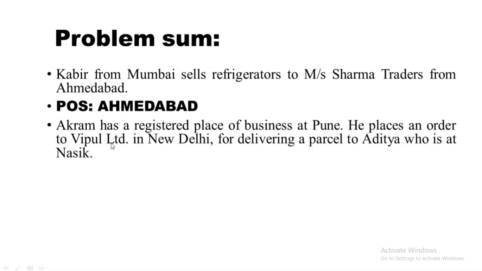We have the supplier, we have a person who had placed an order, and we have the recipient. In that case, the person who has placed an order becomes the third person, and as per the rule of third person, the place of supply will be the third person's place.